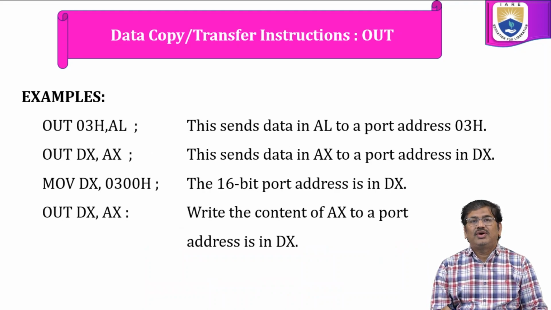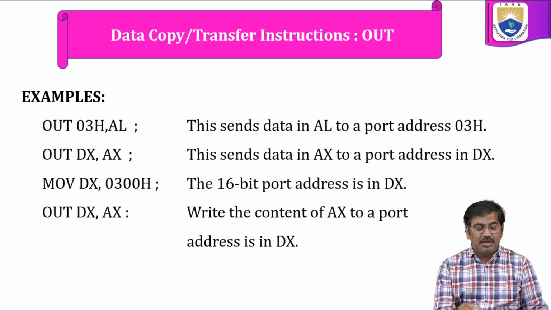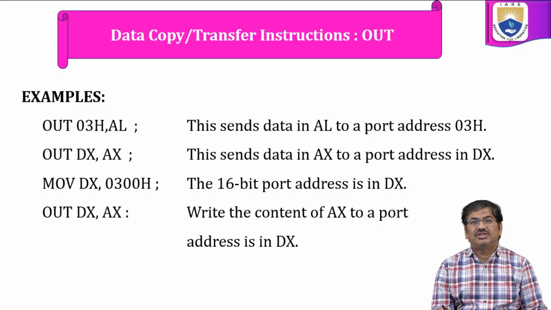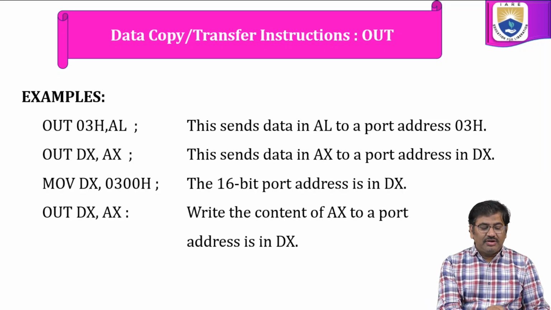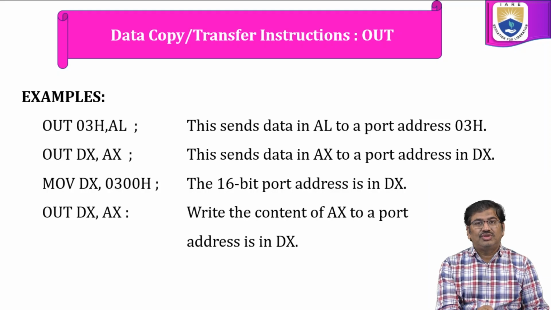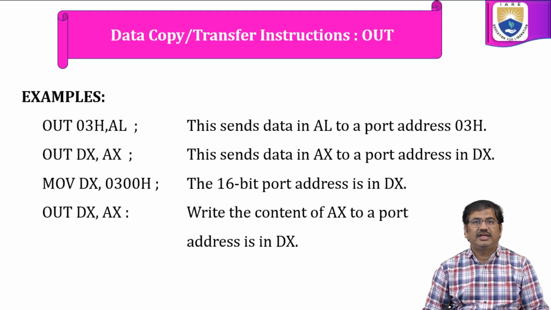A few examples for the OUT instruction: OUT 03, AL. So here the contents of the AL register will be copied into the IO port whose address is 03H. OUT DX, AX. Here the contents of the AX register will be copied into the port whose address is specified in the DX register. So for that you will write MOV DX, 0300H first, then you will write OUT DX, AX.